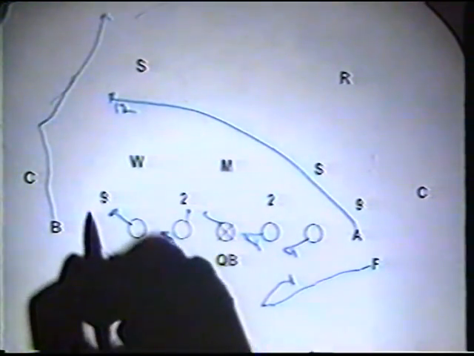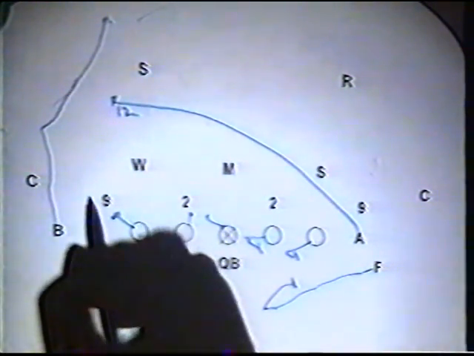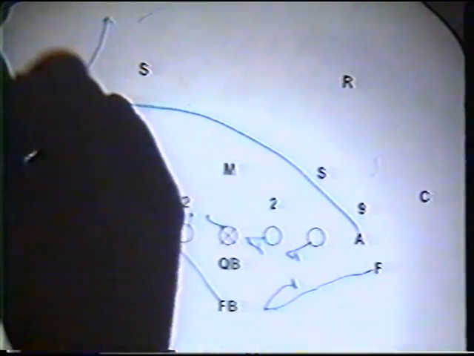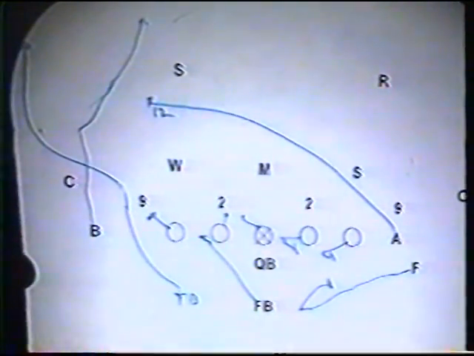Everybody's on the right page. The tailback is going to run what we call a bench route. He usually goes down into a wall chase again on the option anyway. So when he gets down in this position, then he runs a bench route up the sideline.